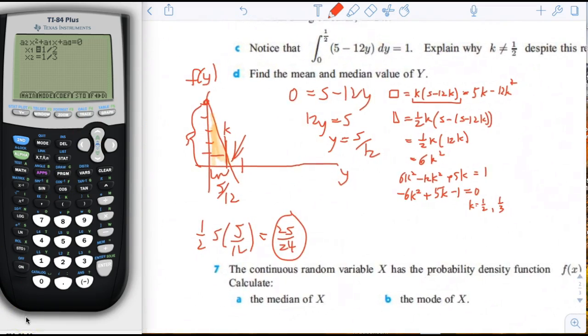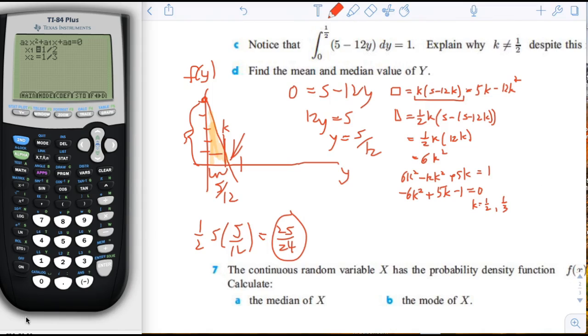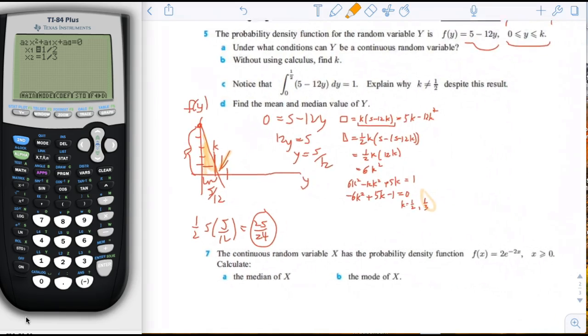Oh, but just one thing. Remember, this point here was 5/12, and k needs to be to the left of that. So it can't be 1/2. It has to be 1/3. Okay? Let's go on to C.